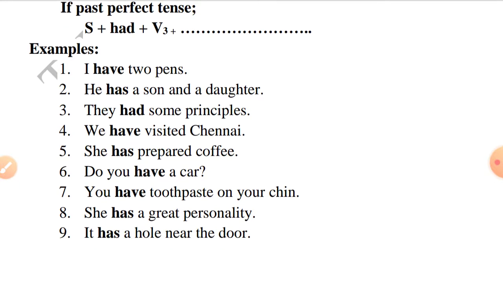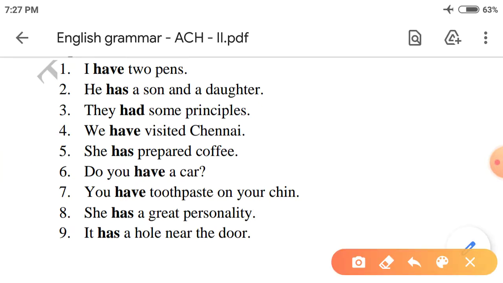So here examples are given. So I have 2 pens. I have 2 pens. So this is also representing the possessive. I have 2 pens. Okay. So when the subject is I, we, you, they, there we have to use have. This everything will come after the subject. So I have 2 pens. He has a son and a daughter.